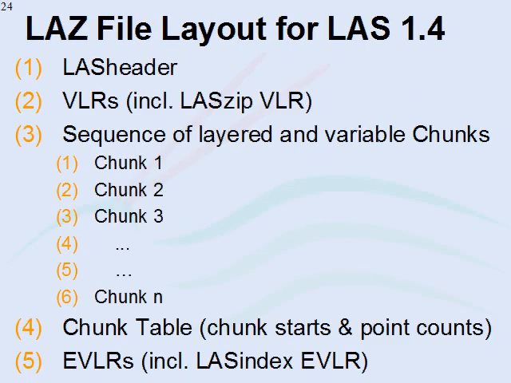First of all, the file layout for the LAZ files will be very similar. The header and the VLRs will not be compressed, and then comes the sequence of chunks. At the end there's a chunk table that tells me where the chunk is that I might be interested in for random seeks. The new things are that the chunks are layered and the chunks can have a variable size. Those are the new features in LAS 1.4 compression with LASzip.